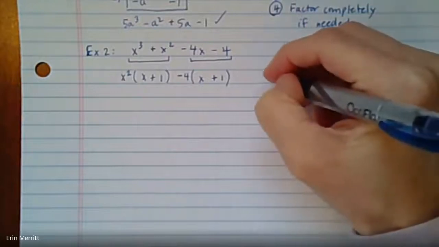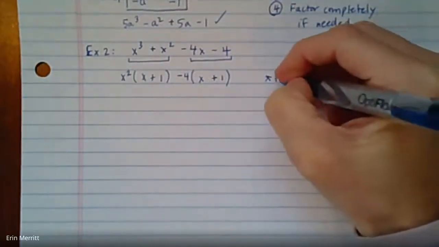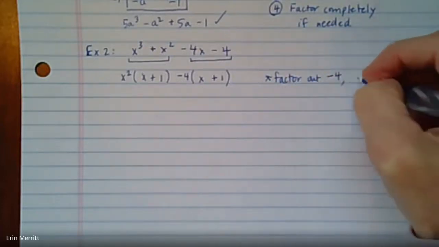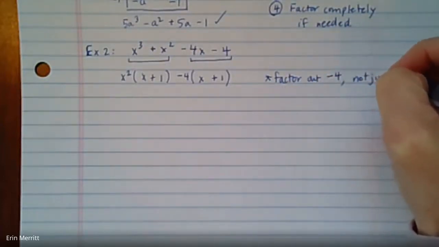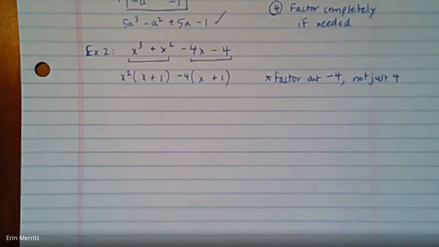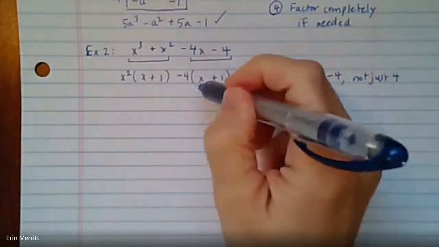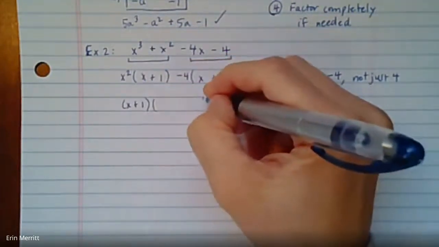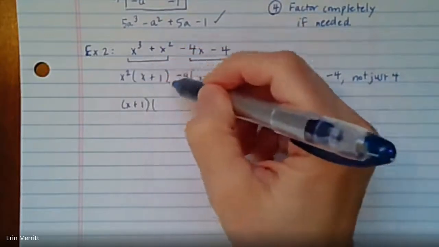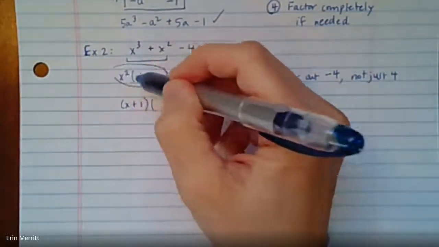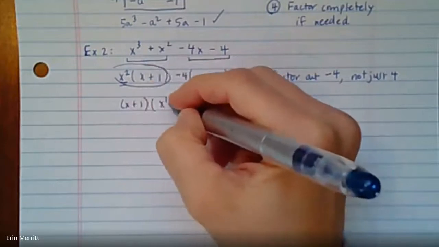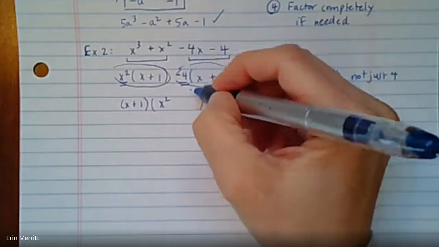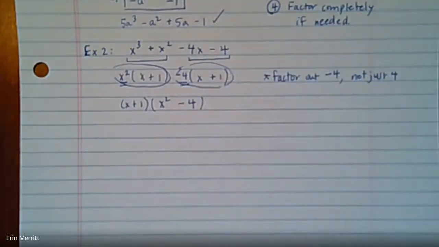So in this case, you might have to be a little crafty. I'm going to write a little note here to factor out negative 4, not just 4, so that the factors match. Right? Now that they both have the x plus 1 is what I can factor out front. What I am now left with is from this first term, when you take x plus 1 out, I'm left with the x squared. From the second term, when you take the x plus 1 out, all that's left is the minus 4.